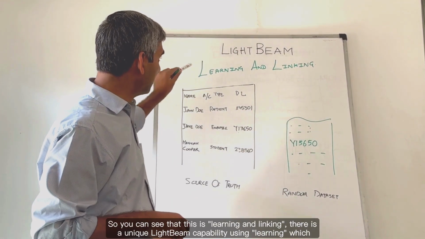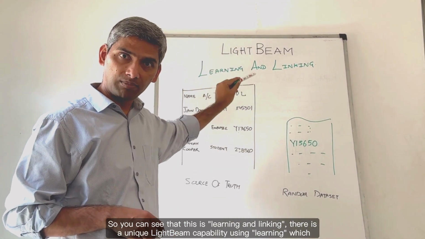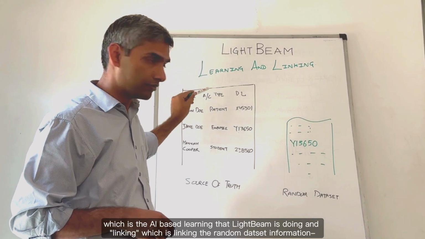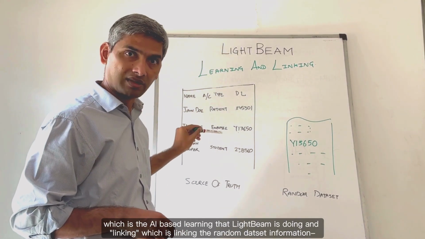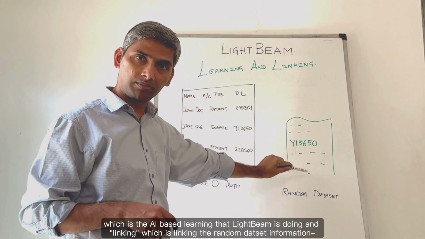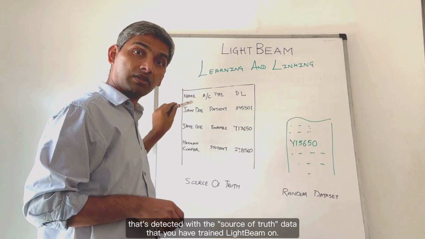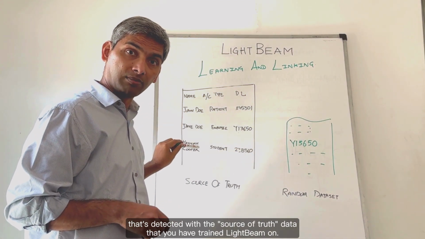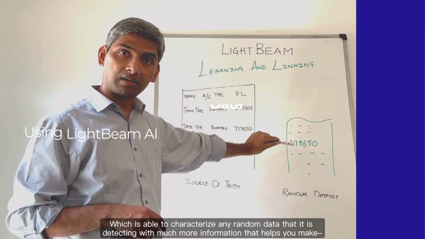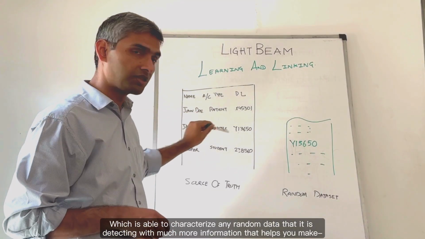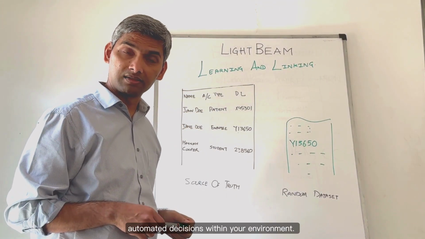So you can see that this learning and linking is a unique Lightbeam capability using learning, which is the AI-based learning that Lightbeam is doing, and linking, which is linking the random data set information that's detected with source of truth data that you have trained Lightbeam on. It is able to characterize any random data that it is detecting with much more information that helps you make automated decisions within your environment.